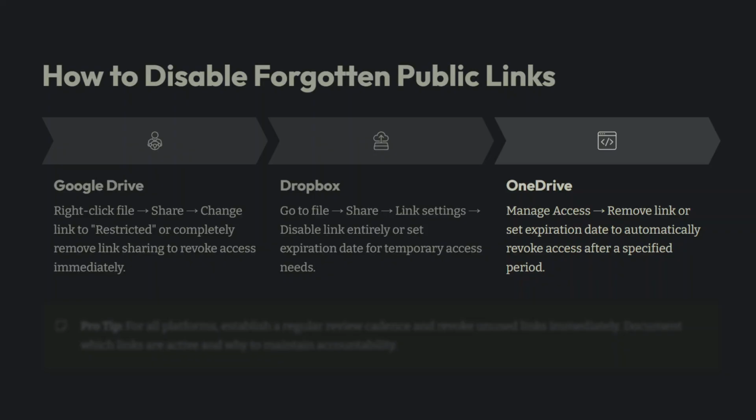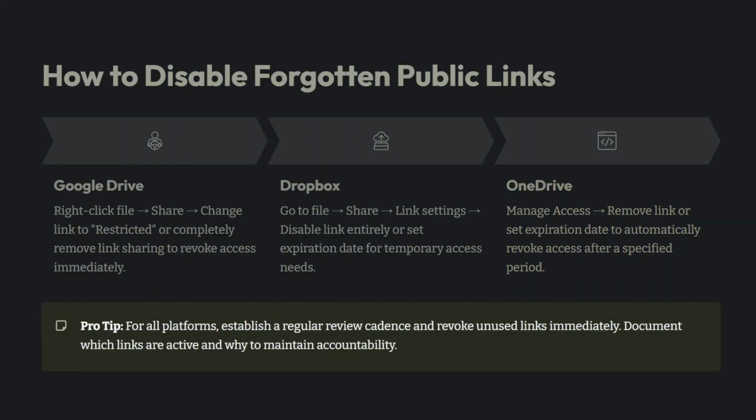Establish a regular review cadence, say monthly or quarterly, and revoke unused links immediately. Make it a policy to document why any given public link needs to remain active. That takes care of the immediate individual threat. But for long-term survival, especially in a team environment, we need policy.